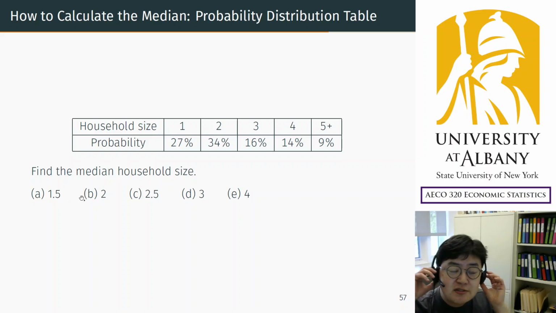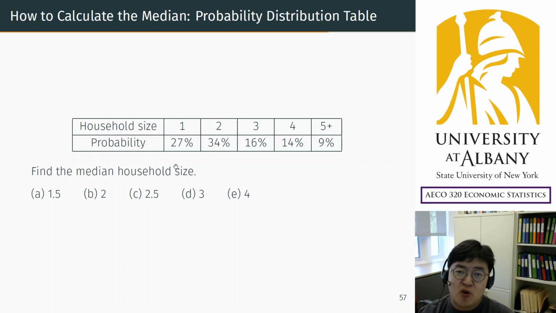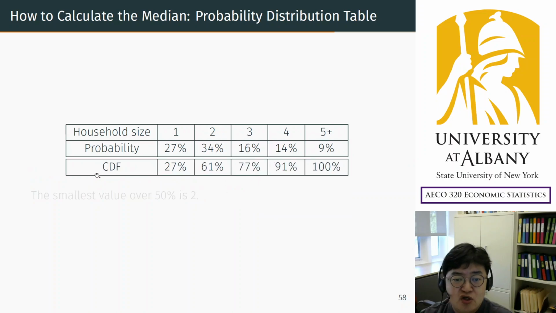Okay, so this is the last video of chapter 3. At the end of the previous video, I gave you this question: how to calculate the median for this probability distribution. The answer is, you need to calculate the cumulative distribution function first, simply by summing up these numbers one by one, which is easier.